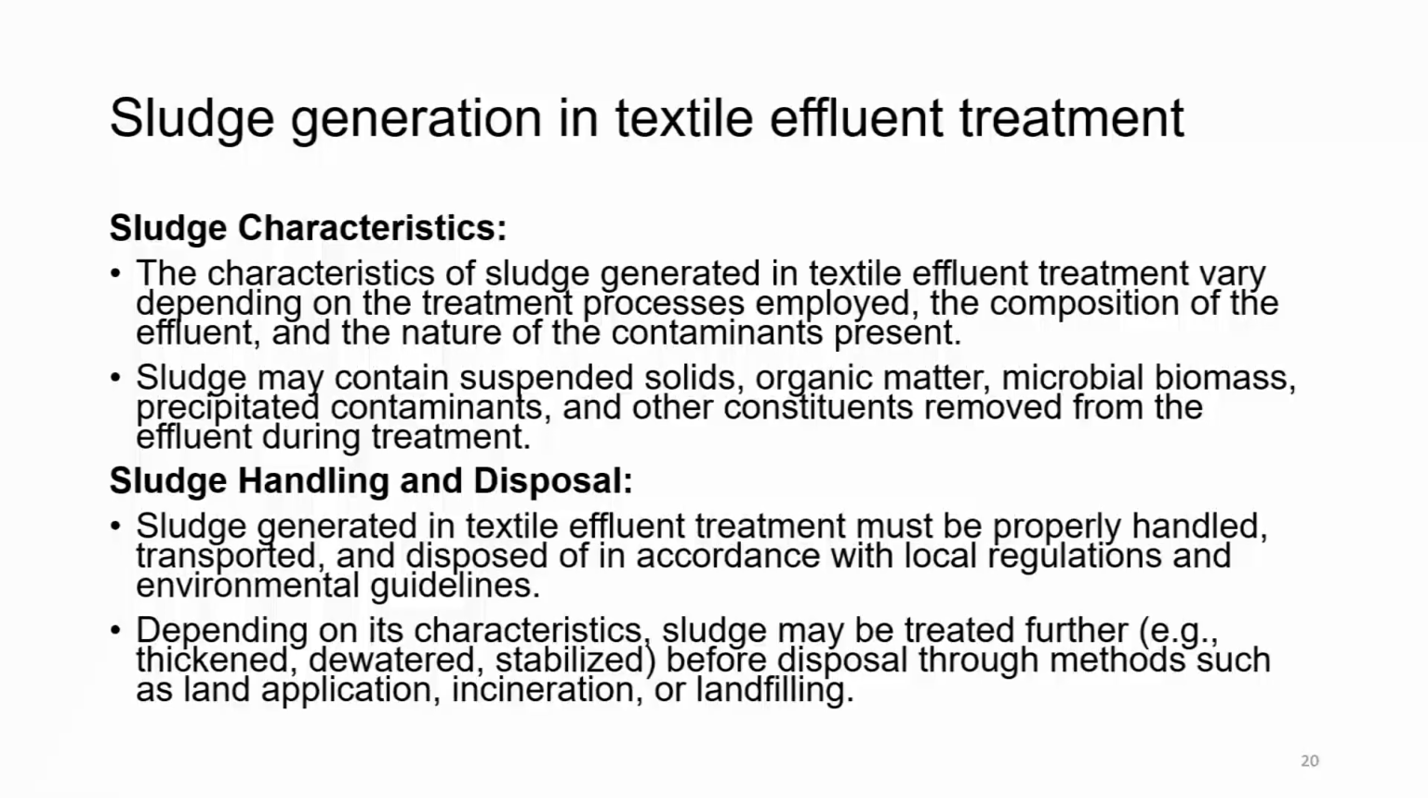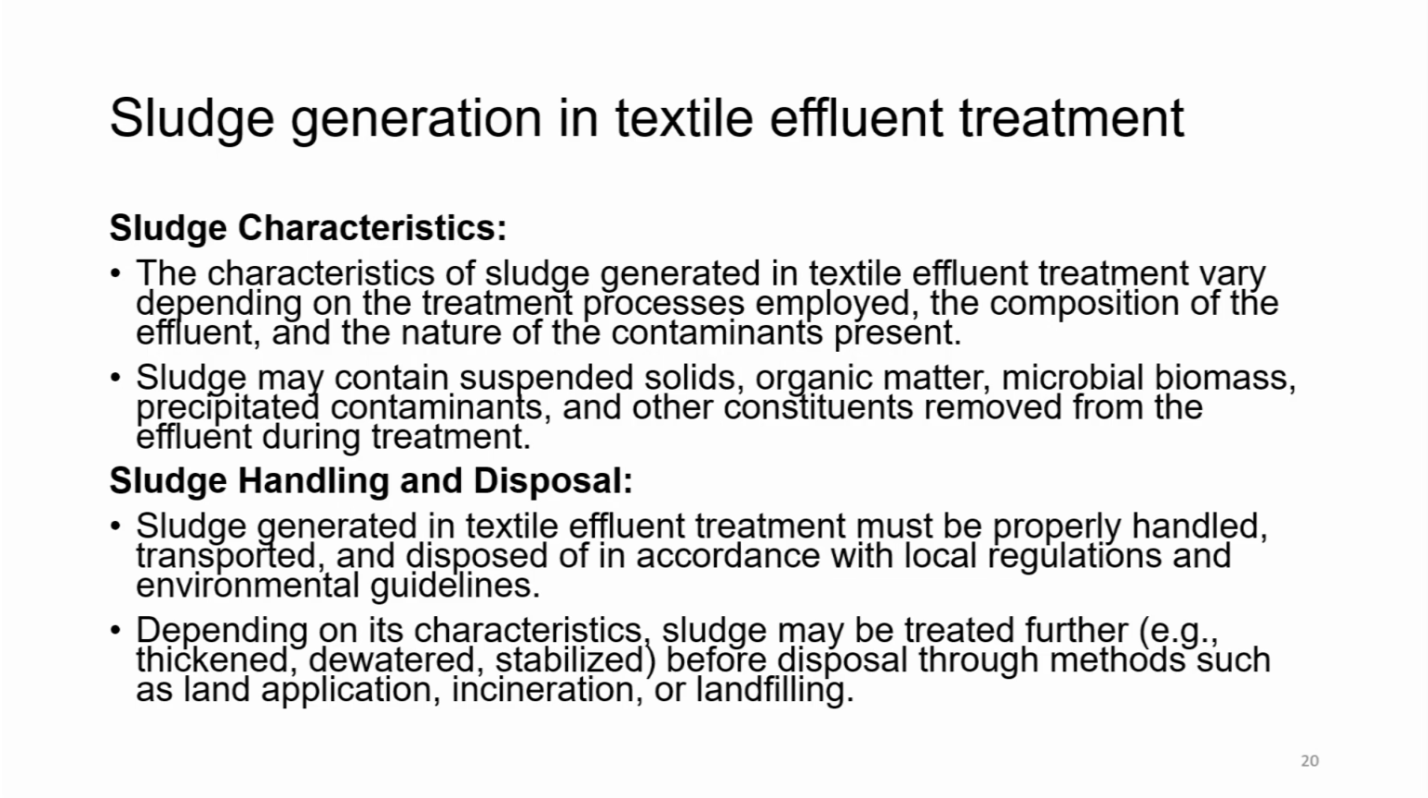Sludge characteristics. Therefore, it is important to understand the characteristics or the composition of the sludge. The characteristics of sludge generated in textile effluent treatment vary depending on the treatment processes employed, the composition of the effluent and the nature of the contaminants present. Sludge may contain suspended solids, organic matter, microbial biomass, precipitated contaminants and other constituents removed from the effluent during treatment.